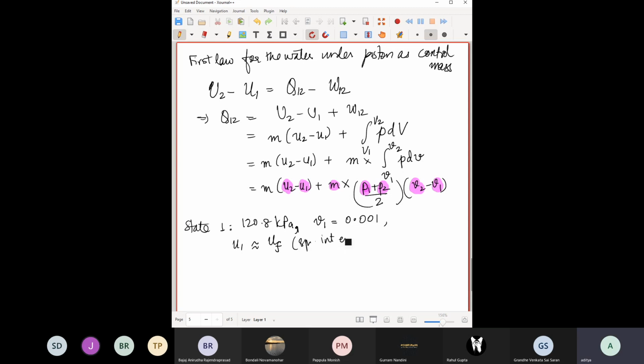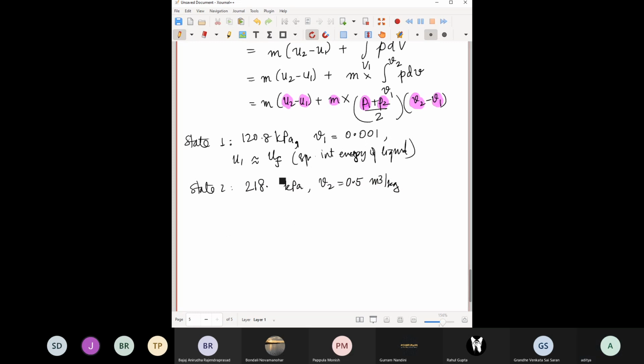The specific internal energy of the liquid. State 2 is 218.7 kilopascal and v2 is 0.5. I do not know where this point is, we need to find it out. So we need to know what U2 is.